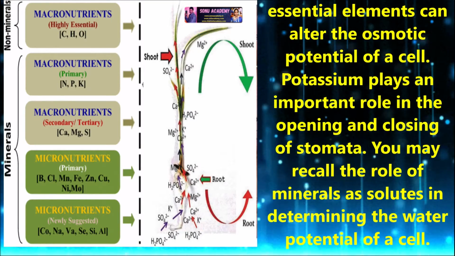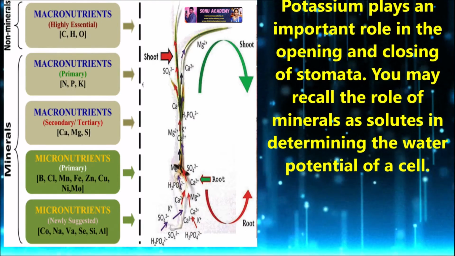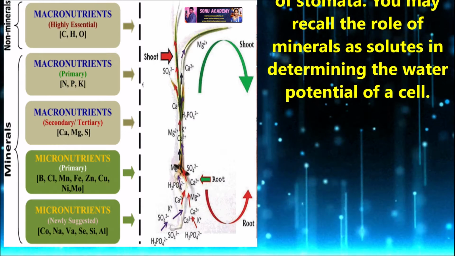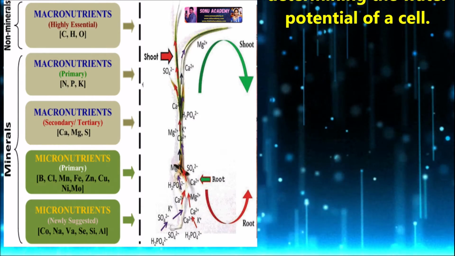Some essential elements can alter the osmotic potential of a cell. Potassium plays an important role in the opening and closing of stomata. You may recall the role of minerals as solutes in determining the water potential of a cell.